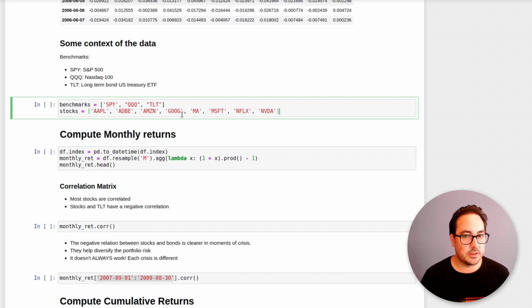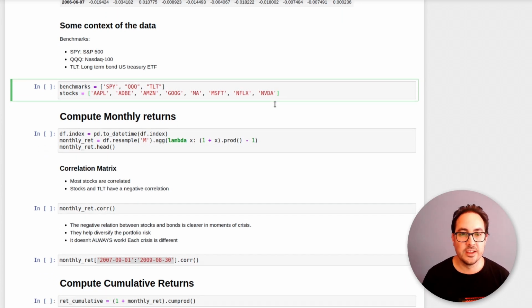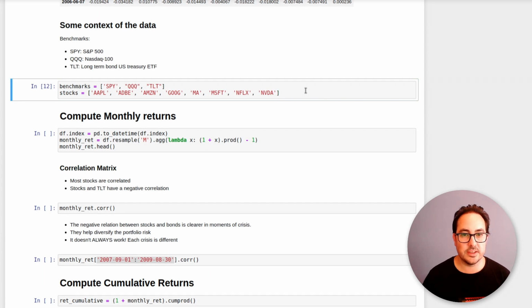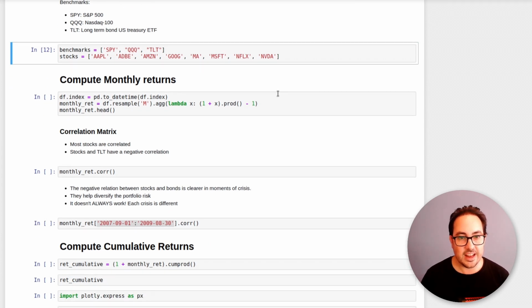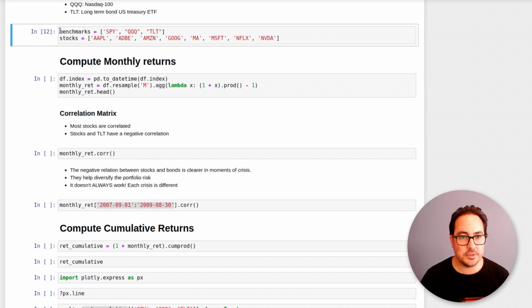So these are very popular stocks: Apple, Adobe, Amazon, Google, MasterCard, Microsoft, Netflix, and Nvidia. So I try to pick a little bit of everything. So companies that everybody knows, but they make the analysis interesting. So I'm just creating a list. I'll use it later on.